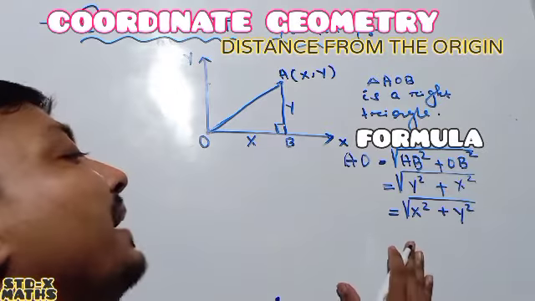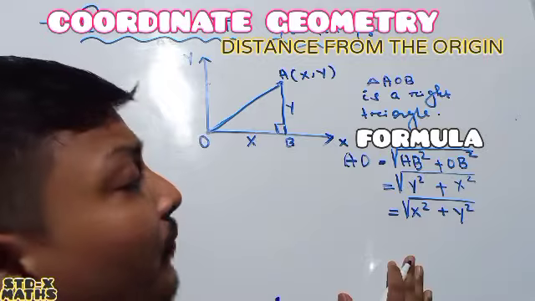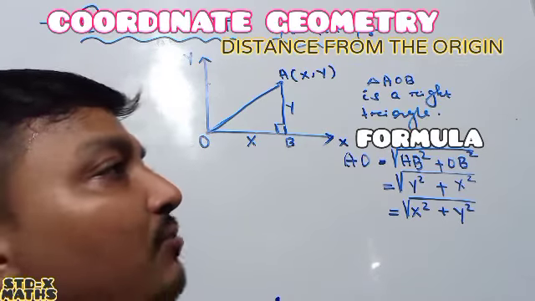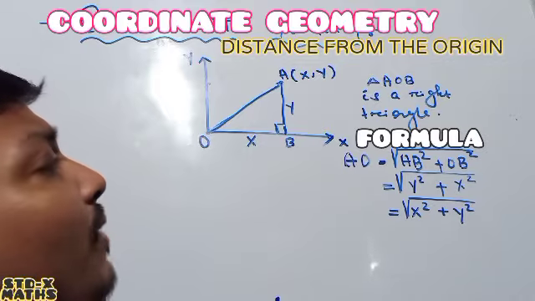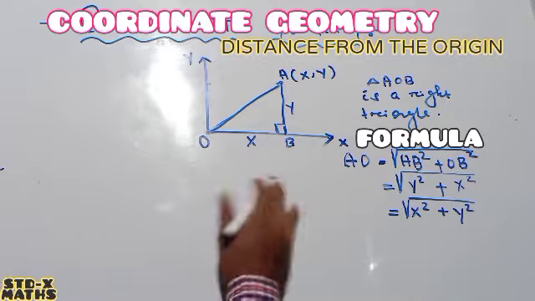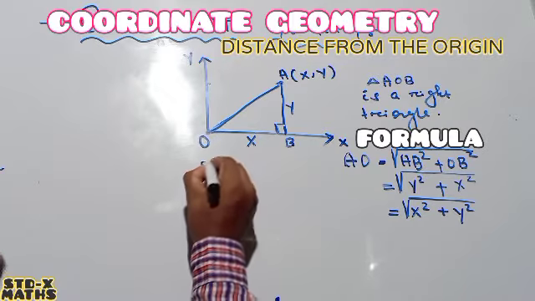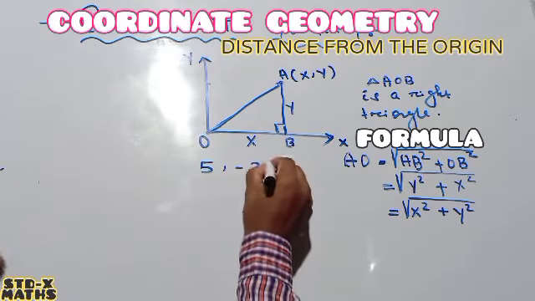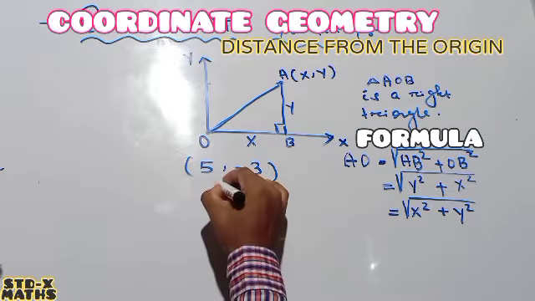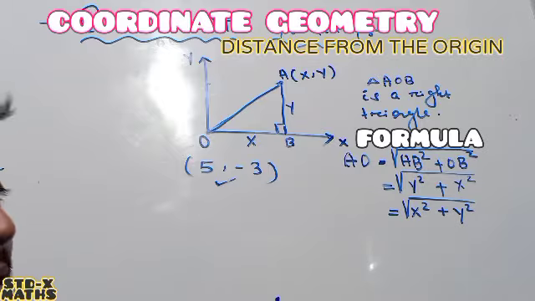See, so this one is called the distance of any point from the origin. So this is the distance formula from the origin. You just have to remember. Suppose anyone is asking you one of the questions, everyone listen. Suppose one is asking you to find out the distance of a point with coordinates 5 and -3 from the origin.